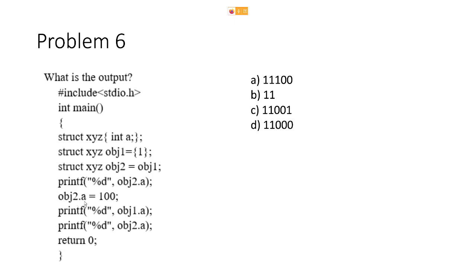So when you change member a in object2, that only changes the member a of object2 and not of object1. That's the only thing you need to remember here. So when you print object1.a, it is still 1, and if you print object2.a, it will be 100 because it was changed in this line. So this line will print 1, this will print 1, and the last line will print 100. So the correct answer will be 100, which is option A.